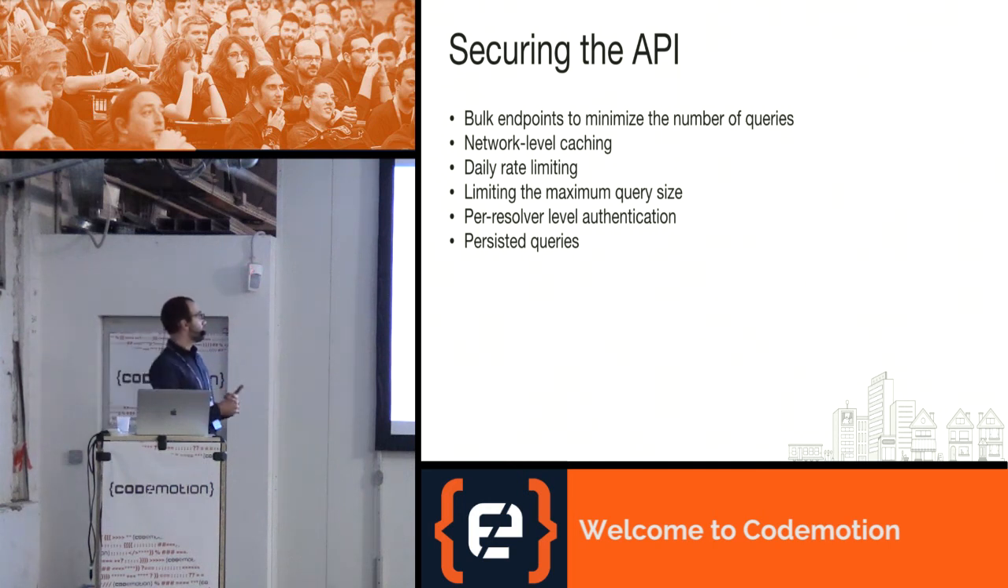Securing the API is always going to be important, and I covered these first 3 points already. They're pretty important to actually making sure that you can sustain a GraphQL API. The next thing I'll cover is limiting the maximum query size.